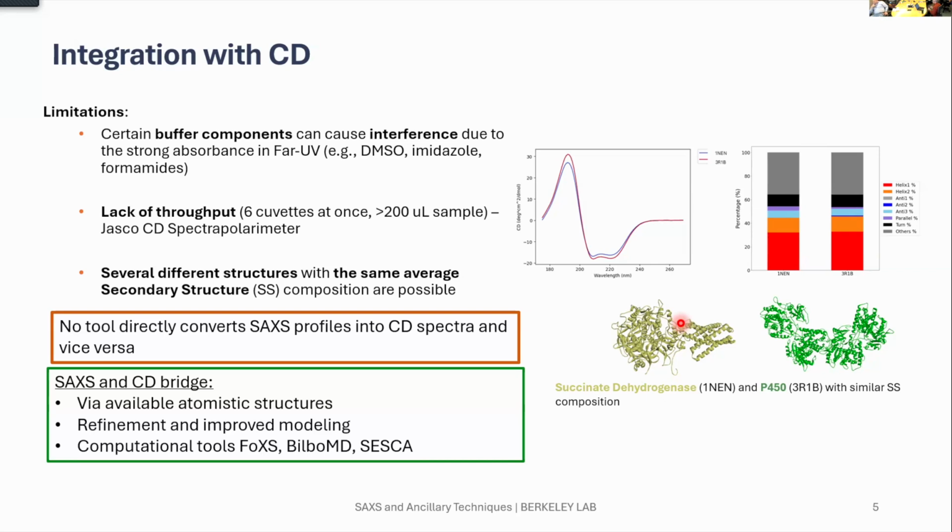We can derive our structure from SAXS profiles and use that structure to derive a CD profile. There is another computational tool that takes a PDB structure and converts it to a CD profile. From that CD profile, you can derive your secondary structure content and compare it to your experimental one. In this way, you can validate your SAXS model by also applying the CD method.